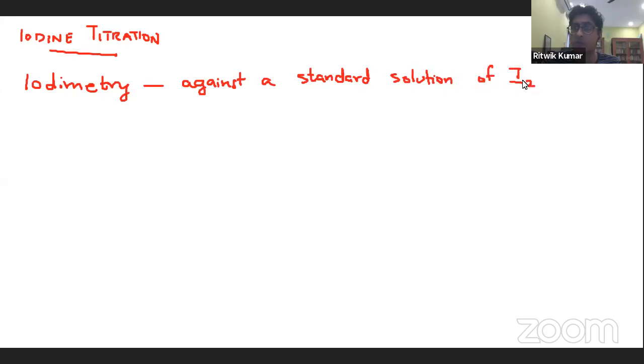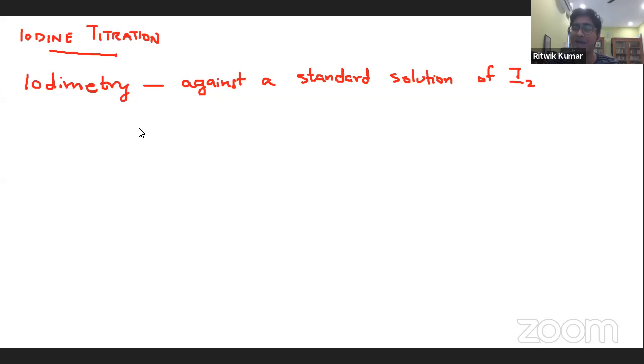I presume you know what a standard solution is. It's a solution in which you know exactly what the strength is of that iodine solution, right? We have already calibrated that solution. We know exactly what it is, right? That's what standard solutions are. So iodimetry is against a standard solution of iodine.